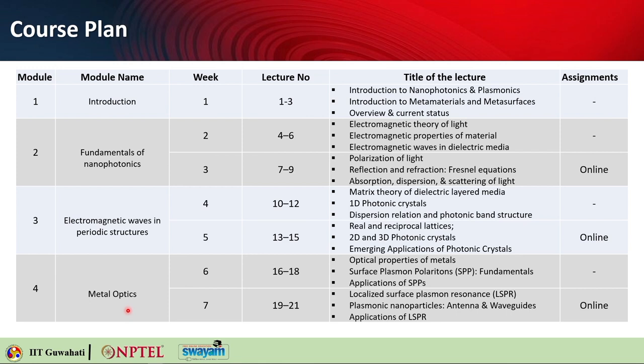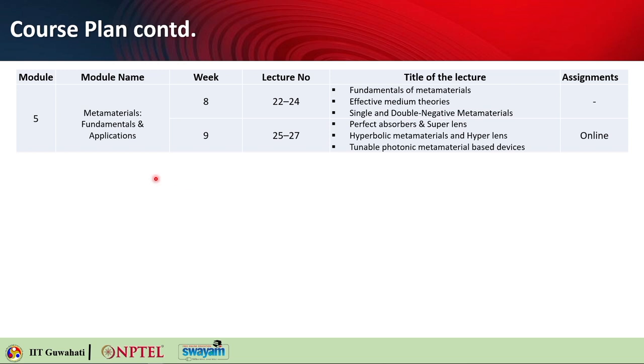Module 4 will cover metal optics, that is, it will introduce plasmonics in detail with its fundamentals. So in week 6, we'll cover optical properties of metal, then surface plasmon polaritons, SPP, their fundamentals and applications of SPPs. In week 7, we'll cover the localized surface plasmon resonance, plasmonic nanoparticle based antennas and waveguides, and different applications of localized surface plasmon resonance.